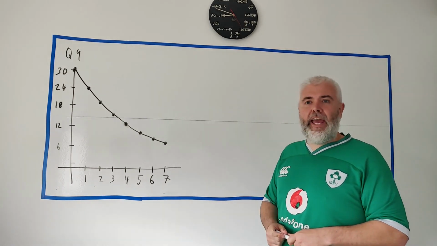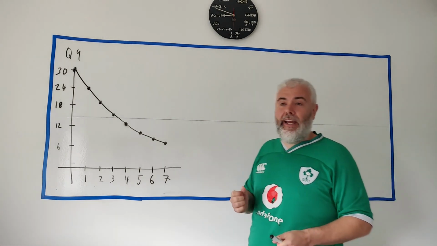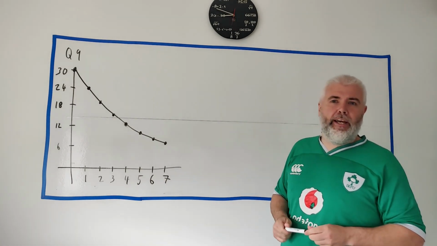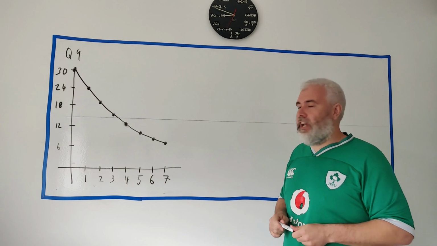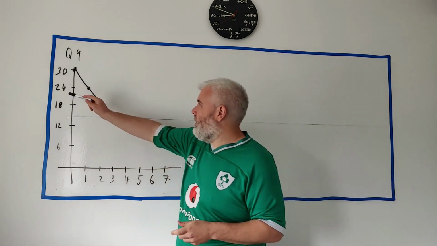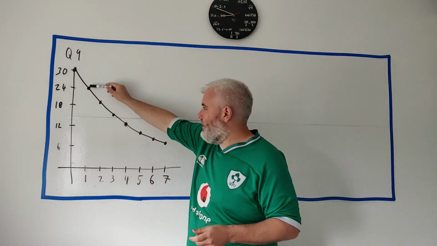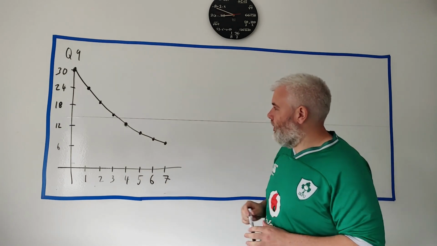Okay, so for part A, they give us this graph. It's a story about a car devaluing, is that the word? Going down, depreciation, going down in value every year. And this is roughly the graph. Starts at 30,000, and it goes down to 24, about 19, something like that.